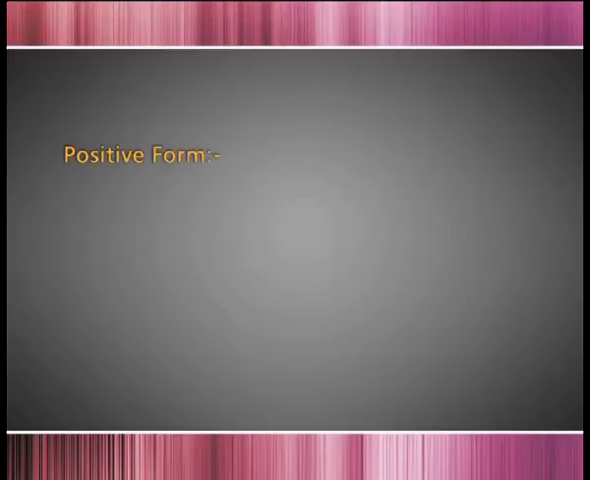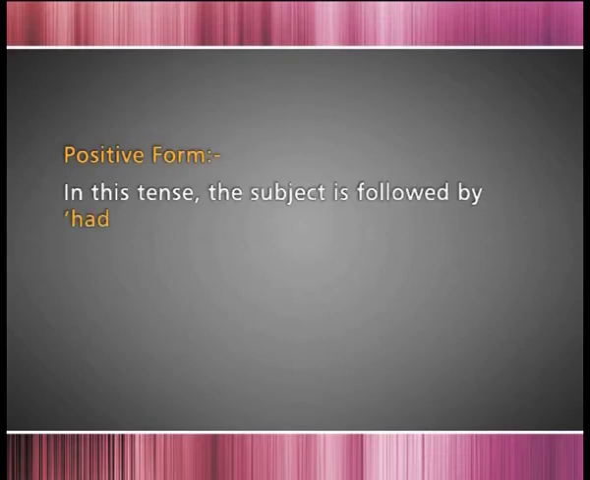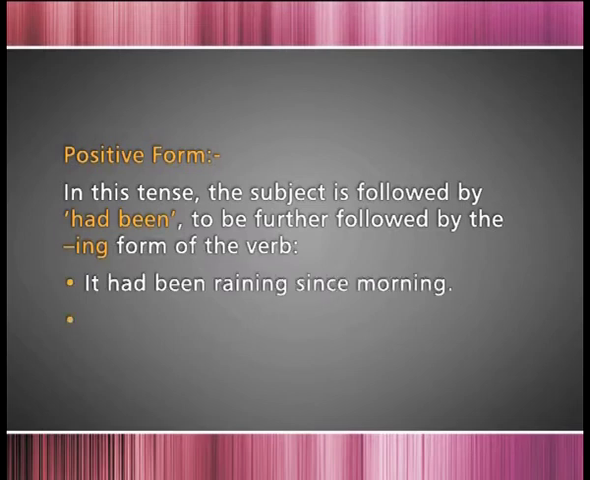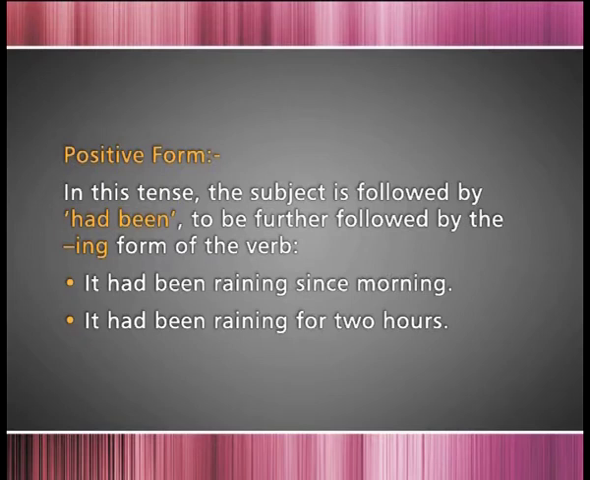Formation of past perfect continuous tense. Positive form. In this tense, the subject is followed by had been, to be further followed by the ing form of the verb. It had been raining since morning. It had been raining for 2 hours.